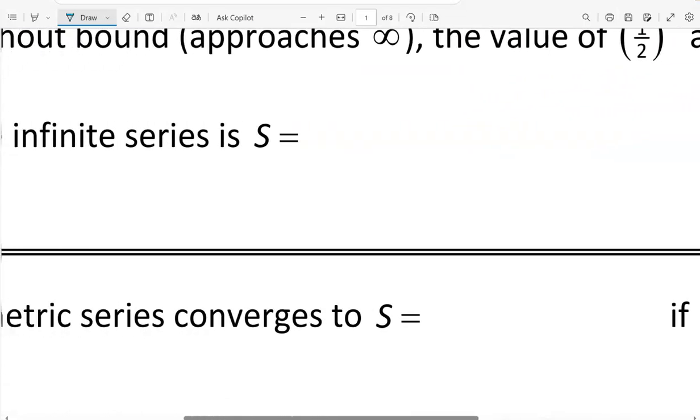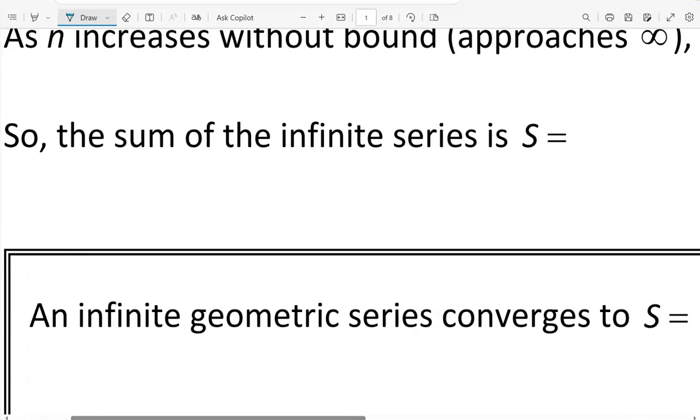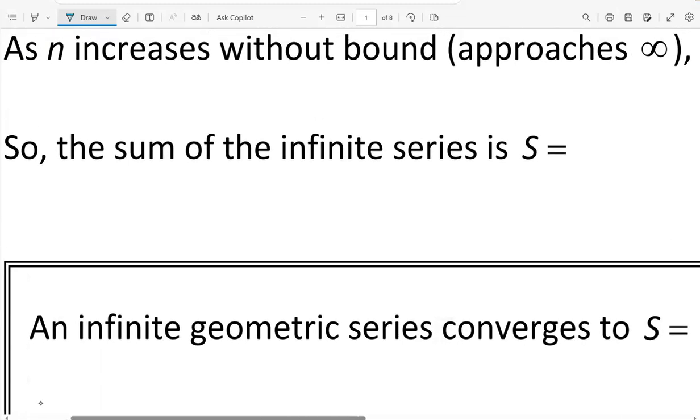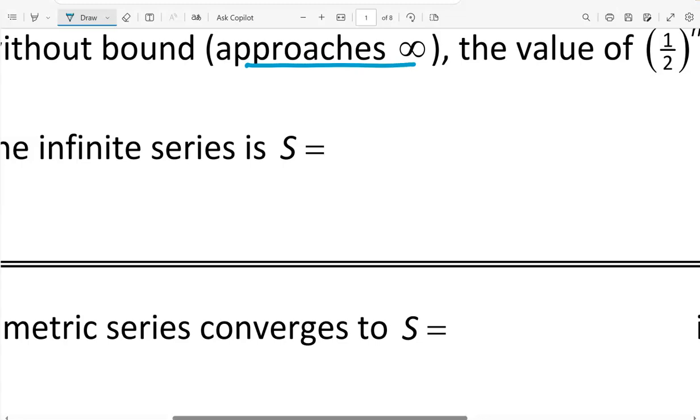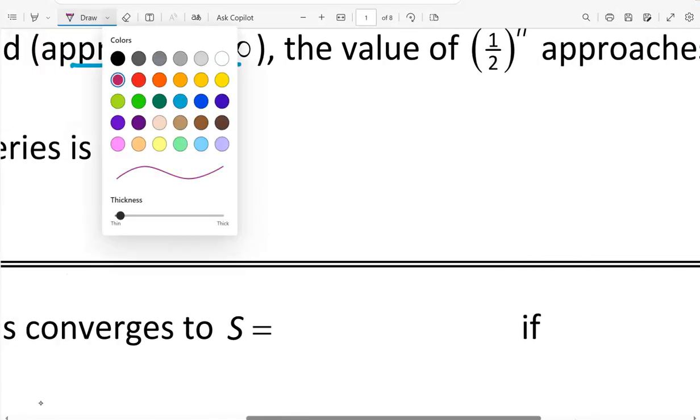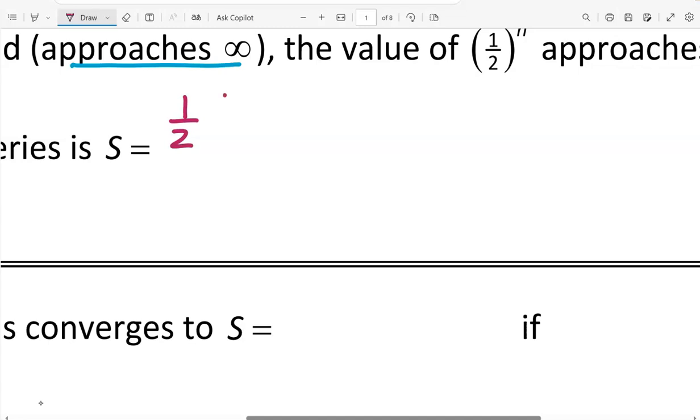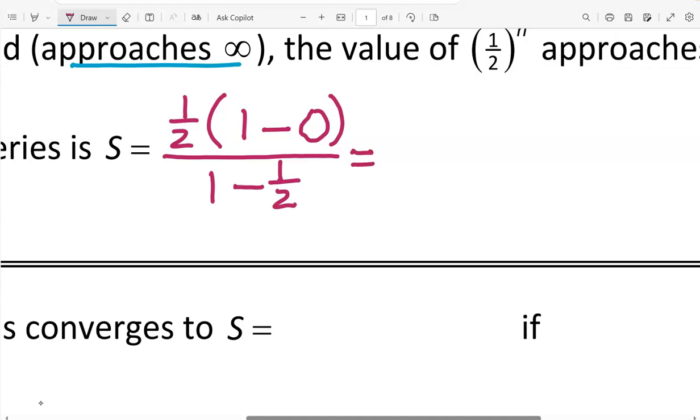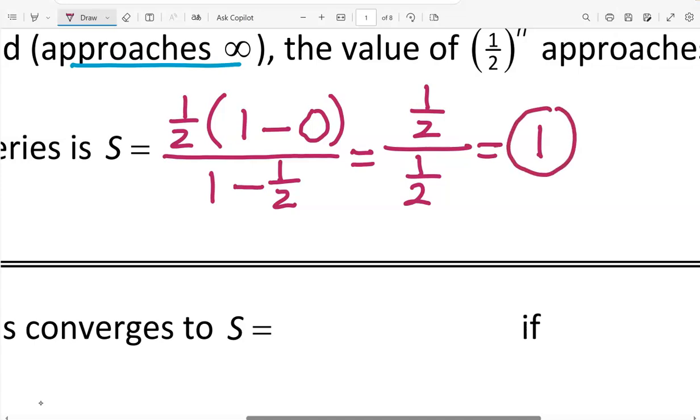So with that in mind, if the number of terms increases without bound or approaches infinity, the sum of the infinite series is equal to the first term times 1 minus the ratio raised to the nth power, which we said would get close to 0, divided by 1 minus the ratio, which is 1/2. The numerator gives us a value of 1/2, and the denominator is 1 minus 1/2, which is 1/2, and 1/2 divided by 1/2 is 1. So you see we get that infinite sum that we saw illustrated in the picture.